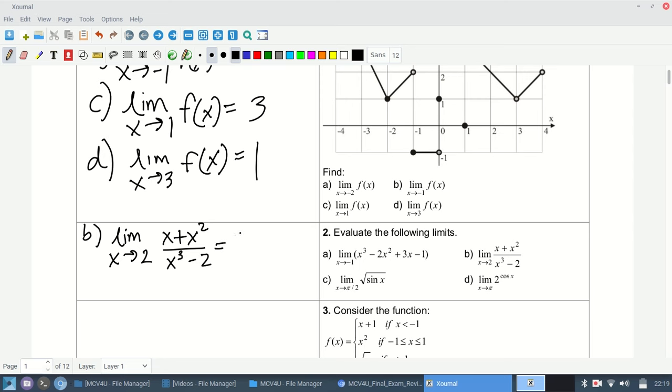So I go 2 plus 2 squared. 2 squared is 4, 2 plus 4 is 6. So I get 6 on the top. On the bottom, I get 2 cubed, that's 8. 8 minus 2 is also 6. So in the end, I get a value of 1. That's the answer to part B.